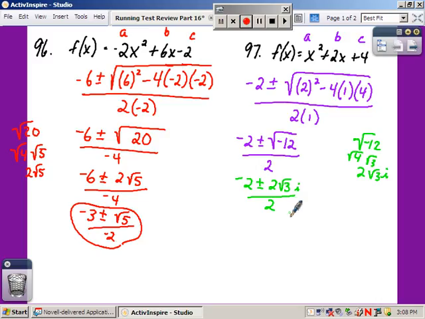So now I can think about dividing. Negative 2 divided by 2 is negative 1. This 2 divided by 2 is 1. So really we have 1 times the square root of 3, or just the square root of 3, with an i. That's the answer for that. So that one happened to work out to be a complex number because it's a real part here and an imaginary part here.